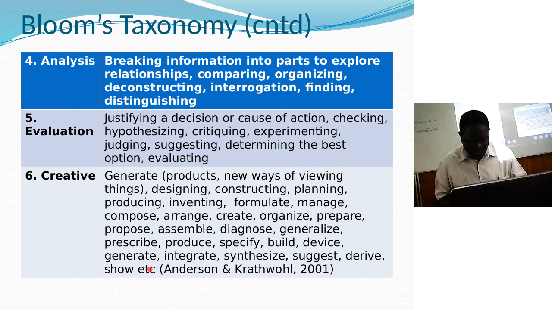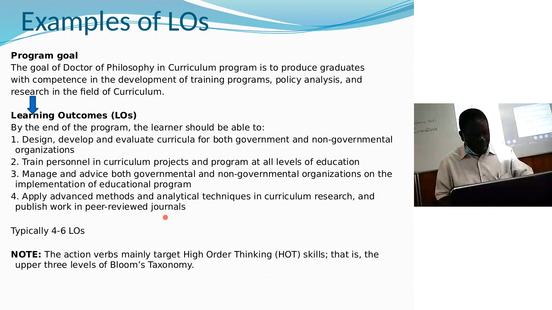Examples. Here we have the example of a goal. I've already given you one earlier, but I just want us to see how it relates. The arrow here means that learning outcomes are derived from the goal, and specific learning outcomes here are, by the end of the program, the learner should be able to design, develop and so on, train personnel, manage and advise and so on, apply advanced methods and so on.